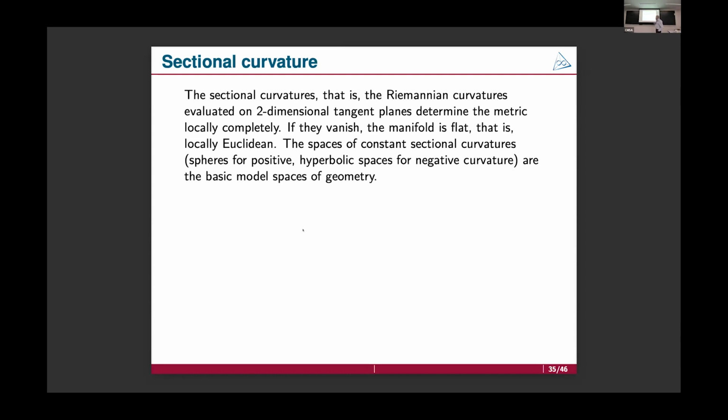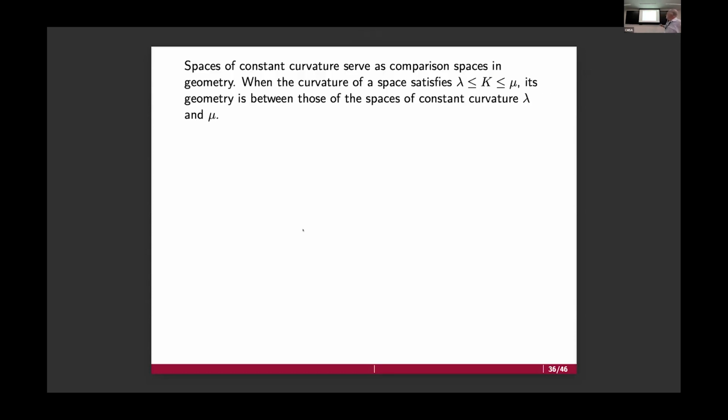And of course, then you can have standard model spaces: a flat space when all curvatures vanish, the spheres when all the sectional curvatures are the same positive constant, and hyperbolic spaces when all the curvatures give you the same negative constant. And of course, then in geometry, you use them as comparison spaces. If you have curvature between 2 bounds, somehow you want to conclude that the geometry is between the 2 extreme cases, and that has been a driving research question in Riemannian geometry for a couple of decades.